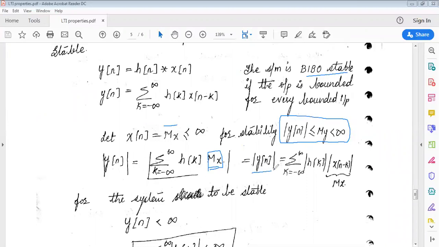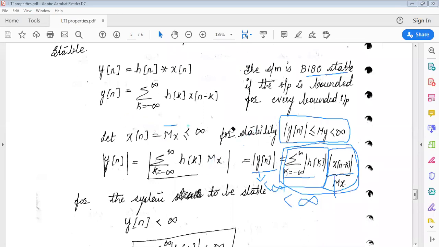So now we get y of n is equal to summation of k varying from minus infinity to plus infinity, h of k multiplied by x of n minus k. Now we know that this term is bounded because mx is less than infinity. If I have to get y of n also to be some value which is less than infinity, that means this entire product should be less than infinity. In this product, if this term is less than infinity, this term should also become less than infinity, so that the complete product is less than infinity, which becomes bounded.